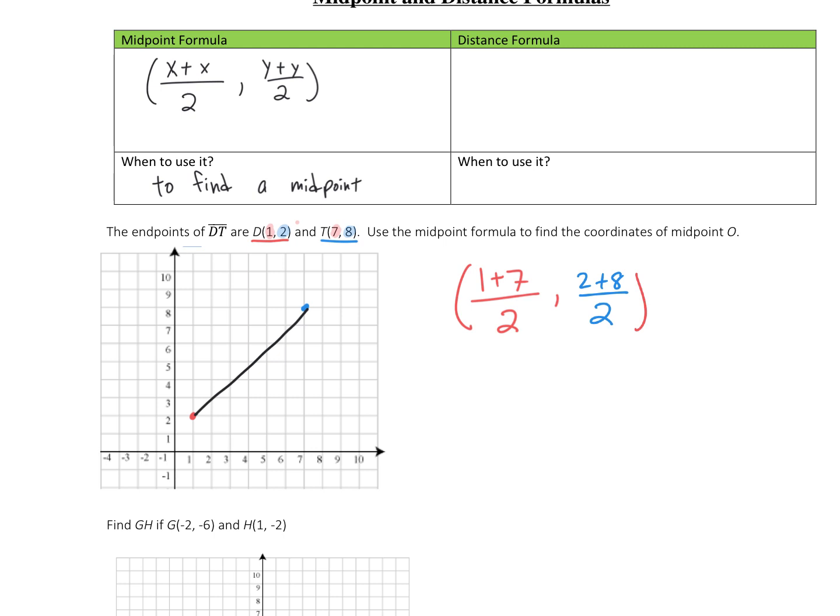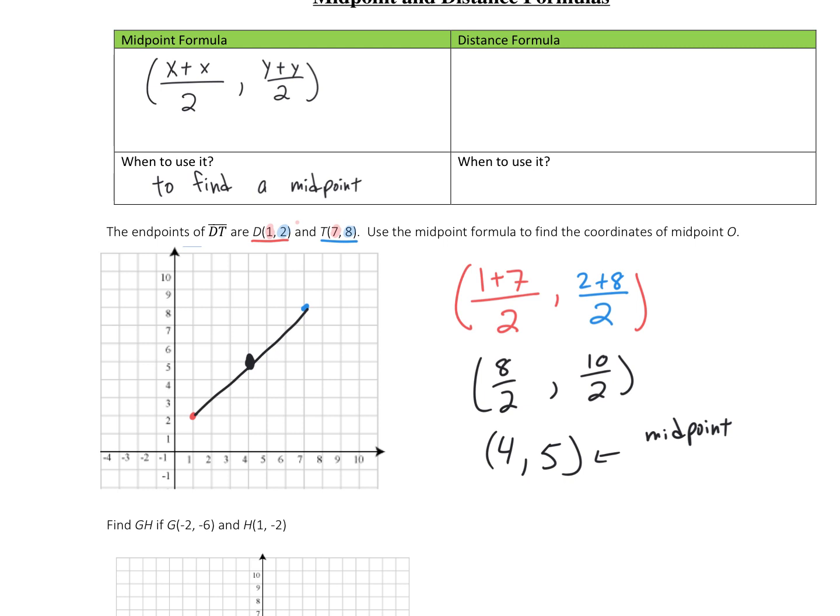So 7 plus 1 gives you 8 over 2. And 2 plus 8 gives you 10 over 2. And make sure to divide. So we get 8 divided by 2 is 4. 10 divided by 2 is 5. So that is our point. That is the midpoint. Okay, so let's see how well we drew this line. So go over 4, up 5, right there. So this is where the midpoint should be. There you go. Looks like it's in the middle between those 2 points, because it is.